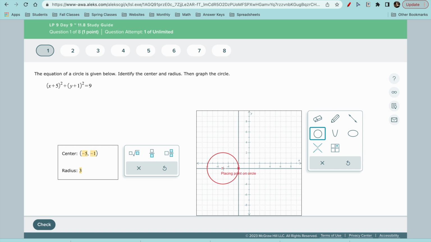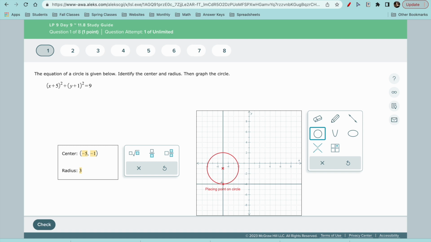Now if you notice, it's telling me to place a point on the circle. That means use your radius. So I'm going to go over 1, 2, 3, and I'm going to click. Now I could go up 1, 2, 3. You notice it's the same circle, or I could go left 1, 2, 3, same circle, or I could go down 1, 2, 3.